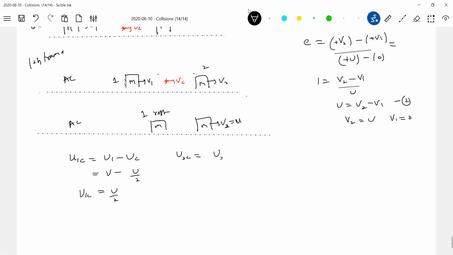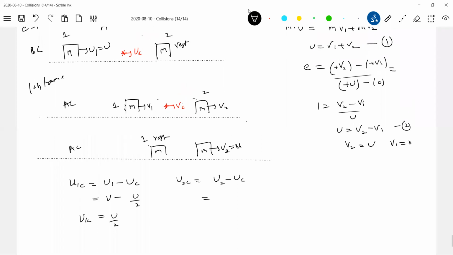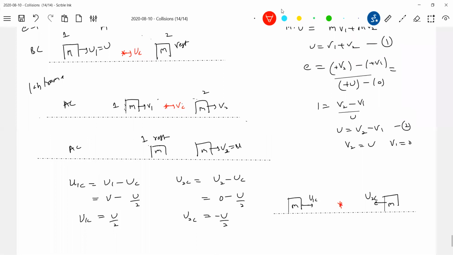U2C should be equal to U2 minus UC. What is the initial velocity of the second body? It was at rest, no? You can see from here, 0 minus U by 2. So in the C frame, how will the system appear? The same system will appear. The first object will be moving with velocity U1C, and the second object with velocity U2C. We put a box like this, and the C frame is moving in this direction.